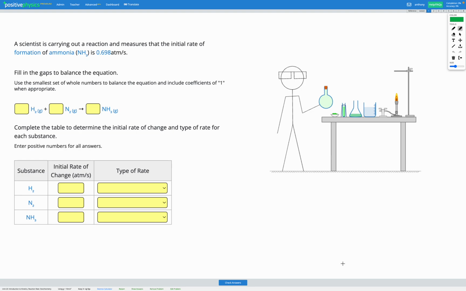In this question, a scientist is carrying out a reaction and measures that the initial rate of formation of ammonia, NH3, is 0.698 atmospheres per second. Our goal is going to be figuring out the initial rate of change and type of rate for the other substances in our reaction. So our first step is going to be balancing the equation.